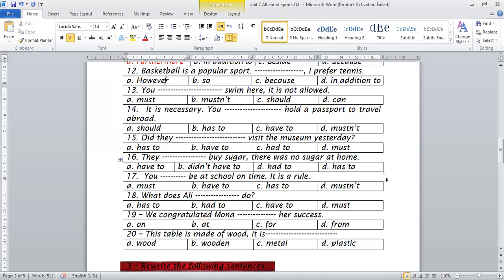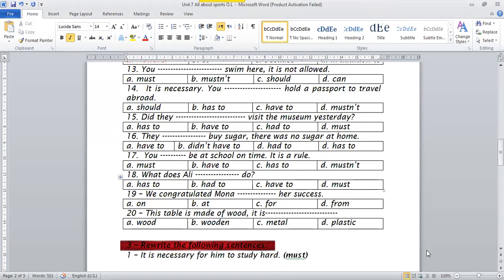Number 12, basketball is a popular sport. Yes, Noor. Very good. However, because I'm giving you contrasting information here. Yes, number 13, you swim here. It's not allowed. You're not allowed to do that here. Faris, you mustn't. You mustn't. Very good.